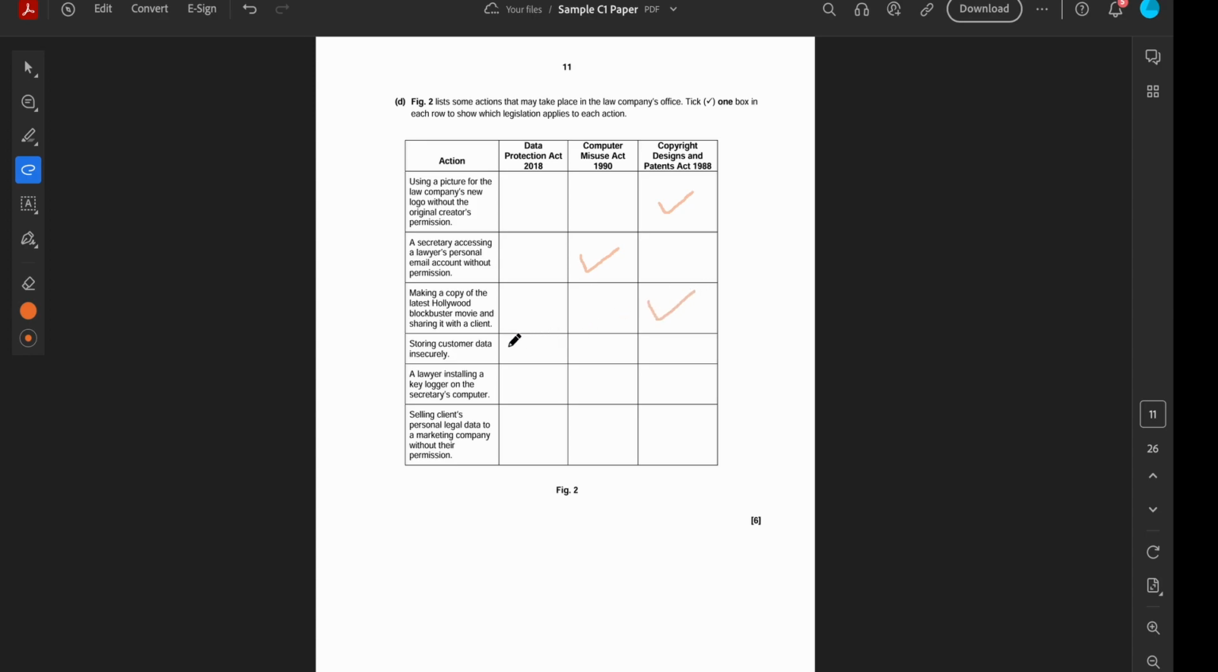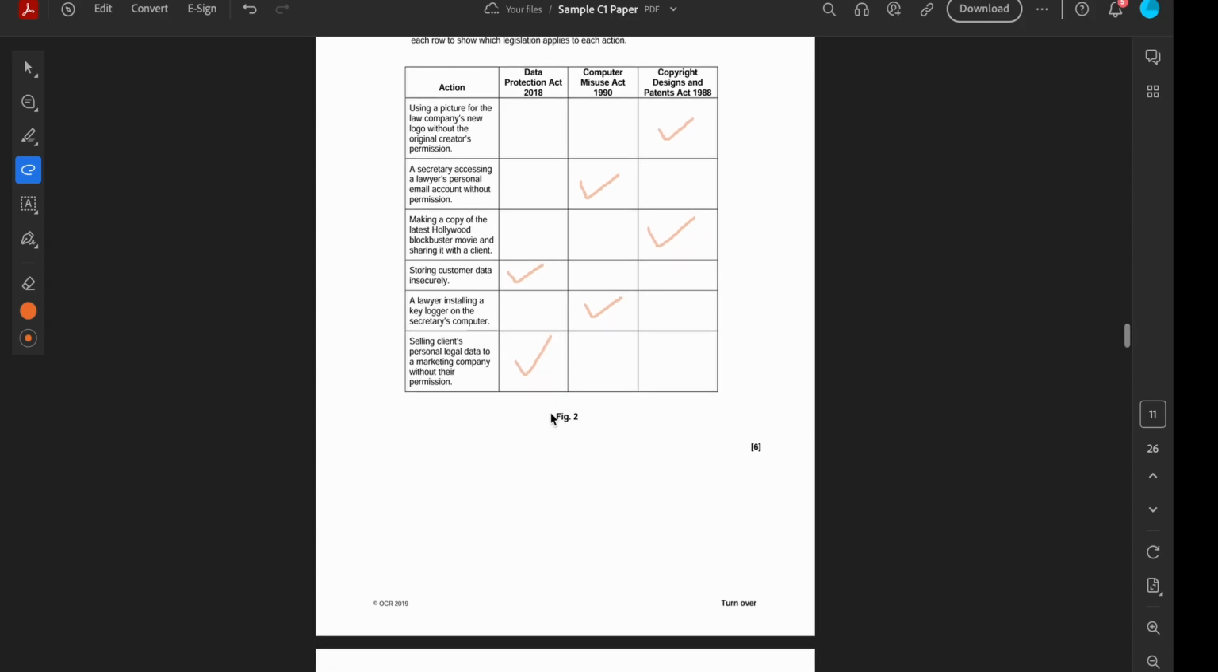Storing customer data insecurely, that's DPA. A lawyer installing some keylogger, that's again unauthorized access. And then selling clients' personal legal details without permission. So there's 2 of those for each, and that is that question done.